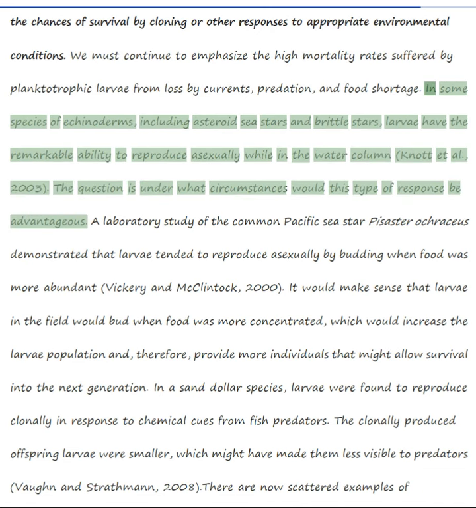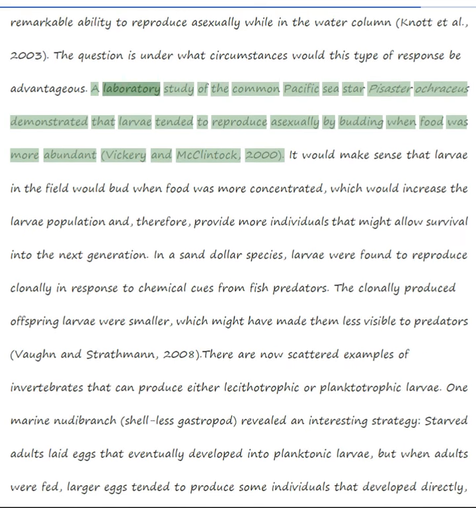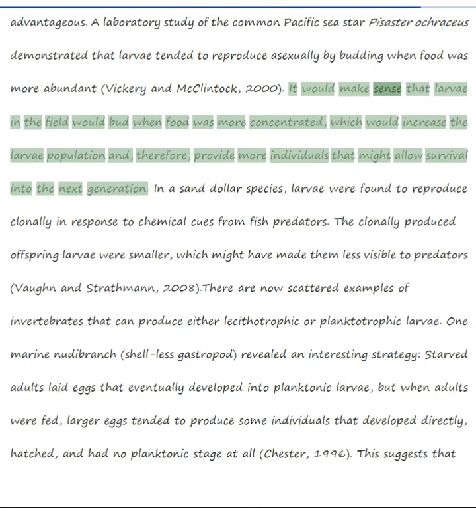In some species of echinoderms, including asteroid sea stars and brittle stars, larvae have the remarkable ability to reproduce asexually while in the water column. The question is, under what circumstances would this type of response be advantageous? A laboratory study of the common Pacific sea star Pisaster ochraceus demonstrated that larvae tended to reproduce asexually by budding when food was more abundant. It would make sense that larvae in the field would bud when food was more concentrated, which would increase the larval population and, therefore, provide more individuals that might allow survival into the next generation.